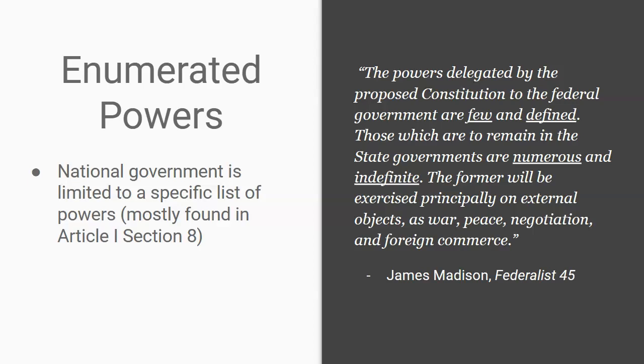The powers of the federal government are called enumerated powers. To enumerate means to write things down in a list. This list is located in the Constitution in Article 1, Section 8. If you look at Article 1, Section 8, you will find 18 specific powers of the national government written out. There are a few more powers scattered through the rest of the Constitution, and more have been added via amendments, but Article 1, Section 8 remains the main list.